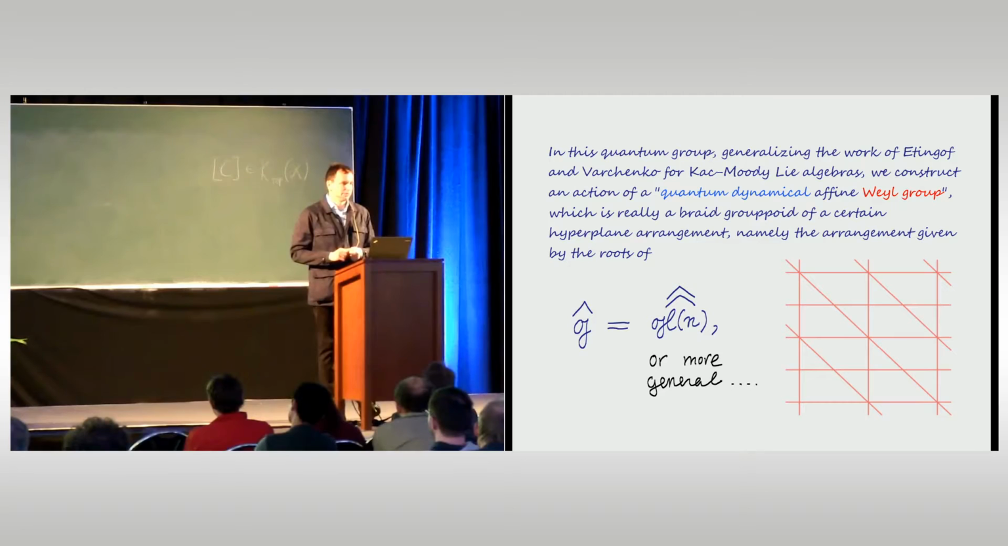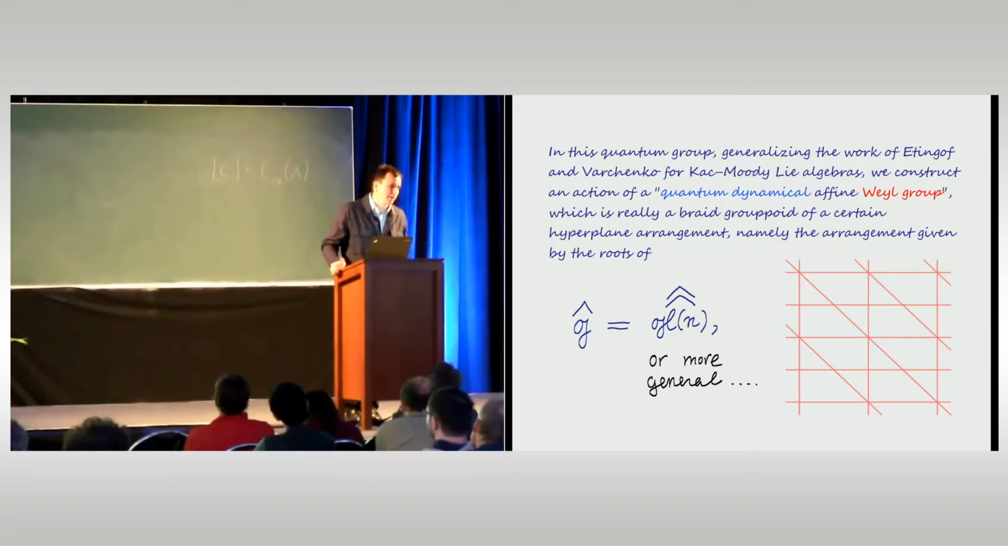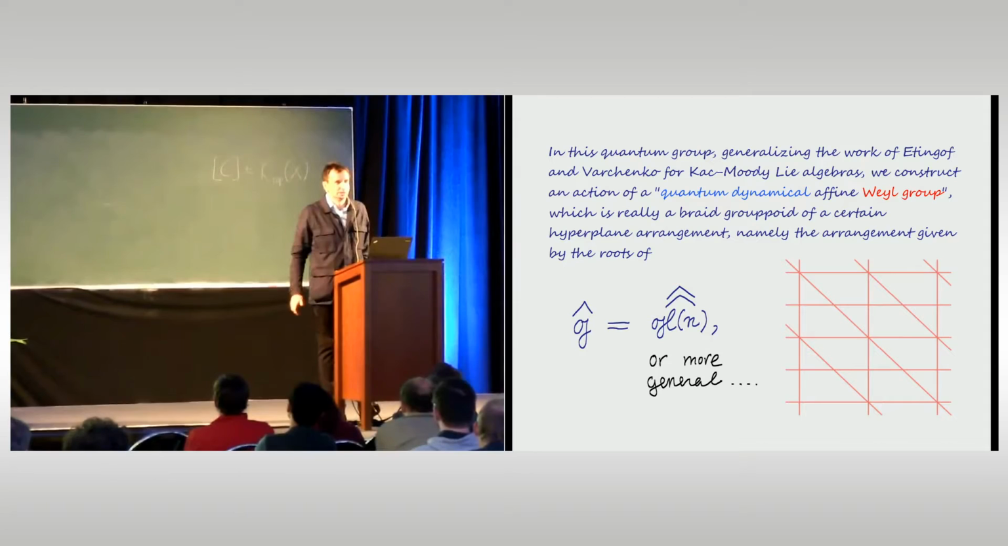Then when you deform, when you go to U_q, I mean U_h bar, you take this deformation, then instead of the Weyl group, you're going to get some braid group, essentially, which is called the quantum Weyl group. And this object, you can further deform and make it a quantum dynamical affine Weyl group.